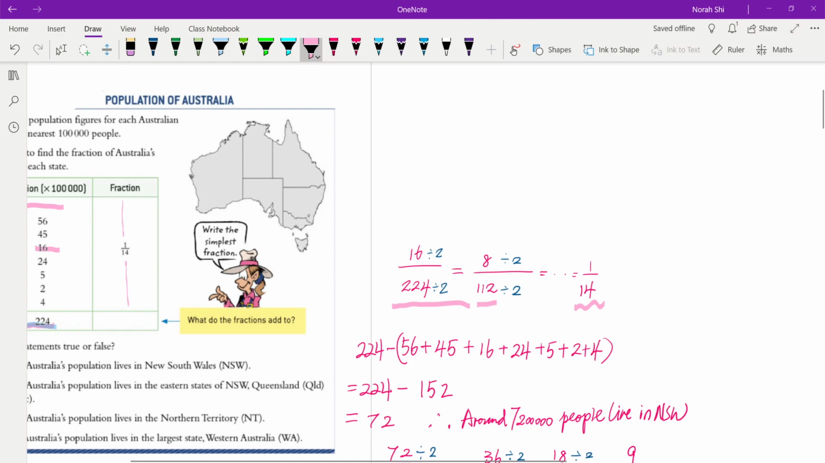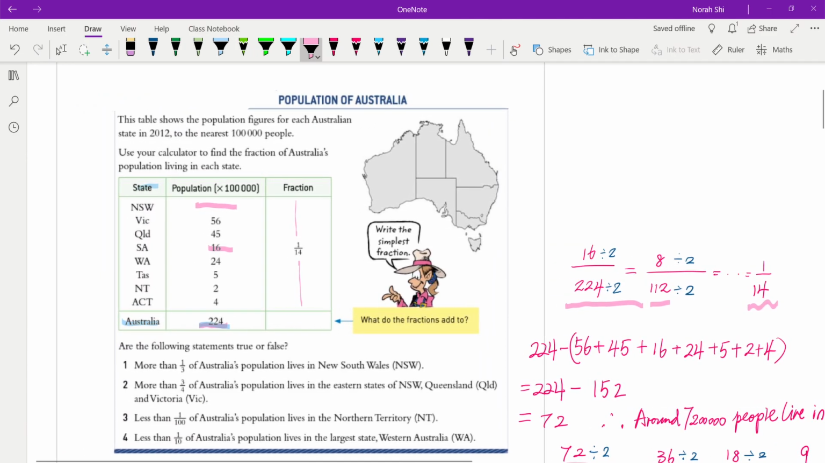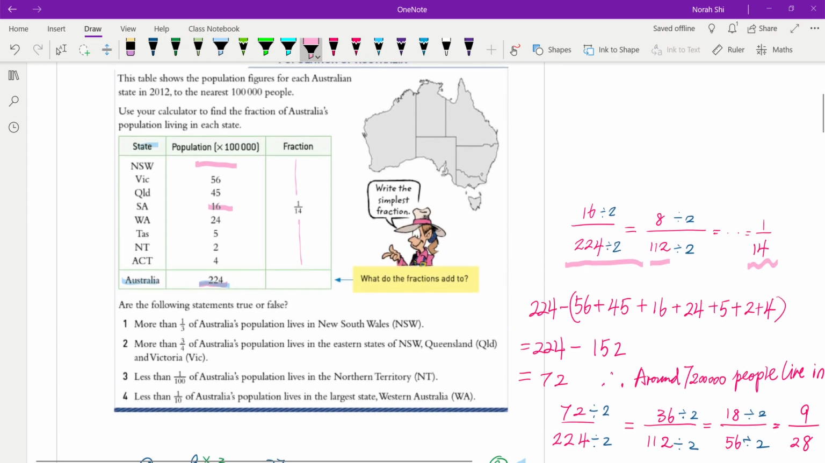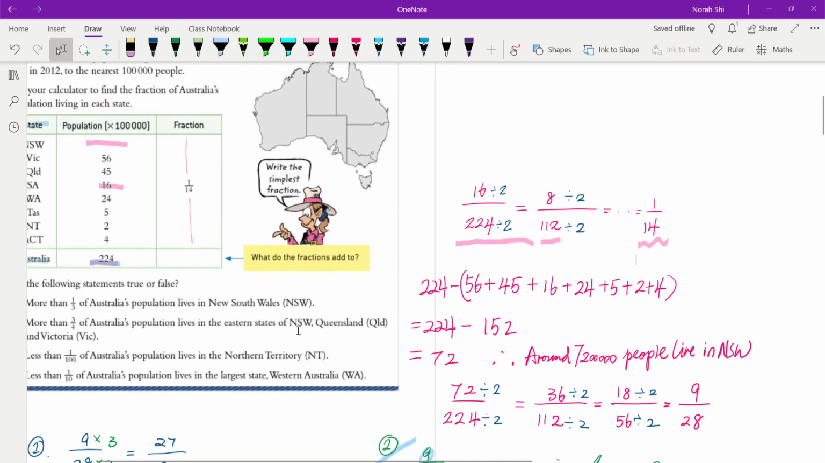Alright, now we're going to move on to answering the questions. So we're going to figure out if the statements are true or false. Let's have a look at the first statement. More than a third of Australia's population lives in New South Wales. But hold on, what is the population living in New South Wales? How can we figure that out? Can you add the population in Victoria, Queensland, South Australia, etc. up, and then subtract the sum from the total, which is 224, to figure out the population living in New South Wales? I have demonstrated working out here.